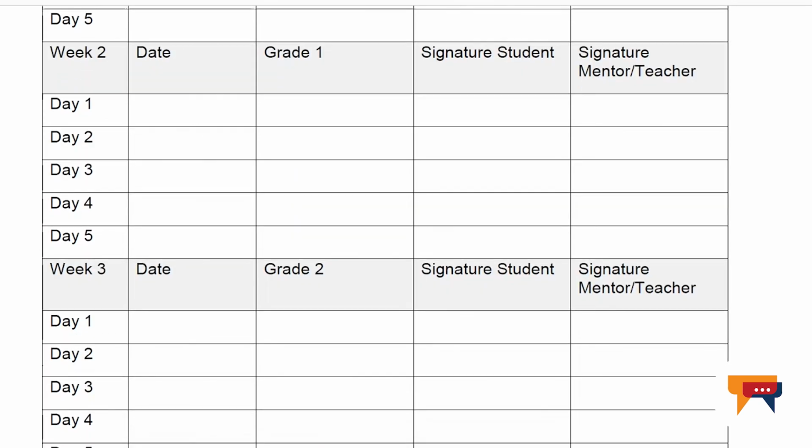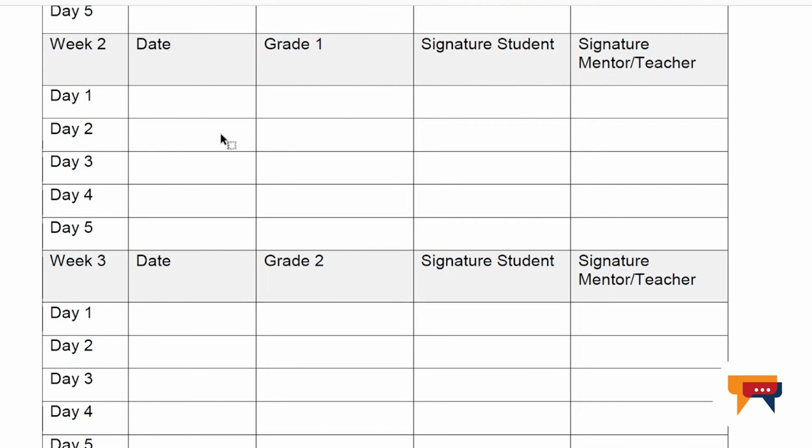Then we go to week 2. This is for grade 1. Please write the day, month, and year for all the 5 days. Don't just write one date. We want dates for each and every one of these days, so you're going to fill this 5 times. Then for grade 1, your signature as a student and the mentor teacher for grade 1 to sign.